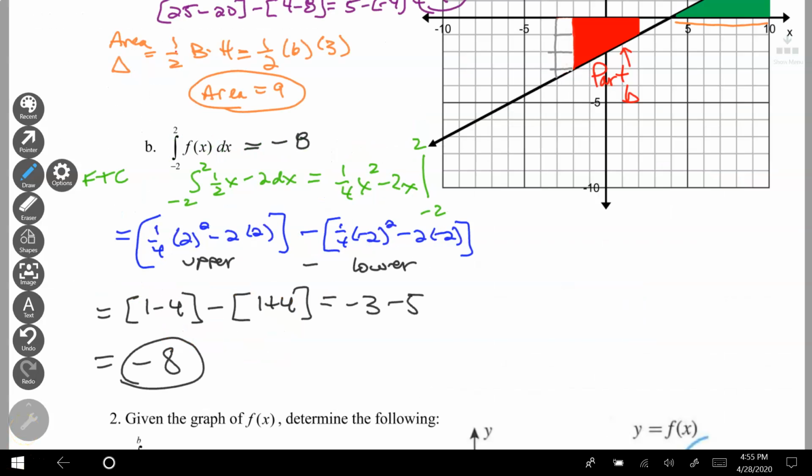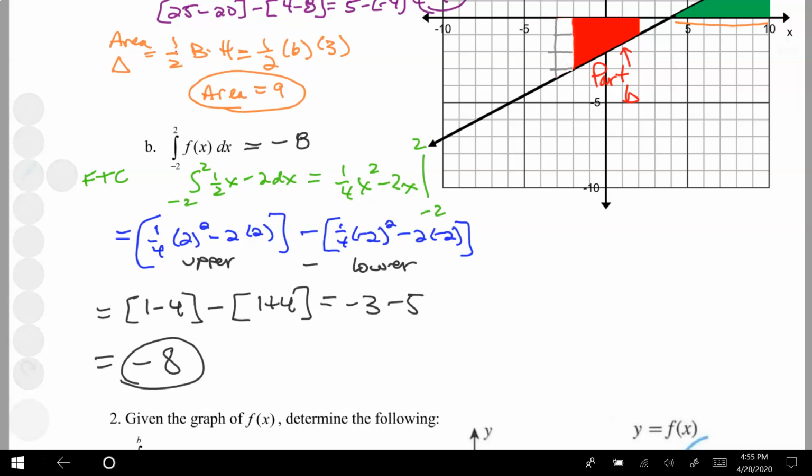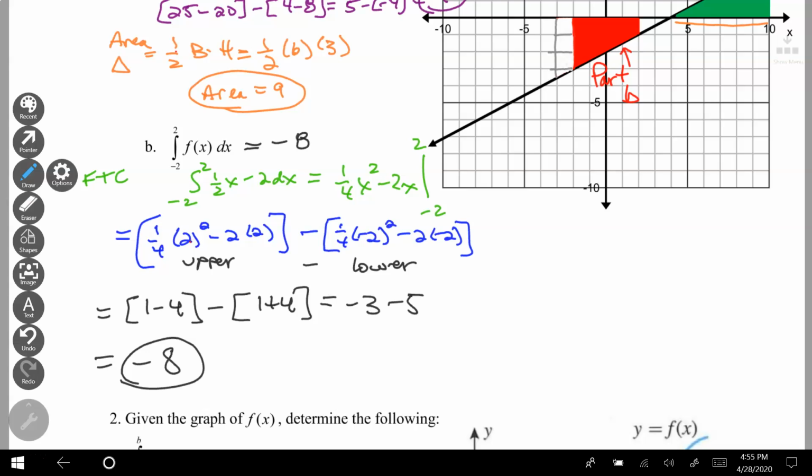So I went ahead and did this one because right now, based on what I have, it's the same antiderivative or integral that I did before, except I have different limits. Instead of from 4 to 10, I have from -2 to 2. So I went ahead and plugged in my upper limit of 2, minus plugging in my lower limit of -2. I did all the arithmetic work, and I got this area is -8. Why is it negative? Because that area is below the x-axis.